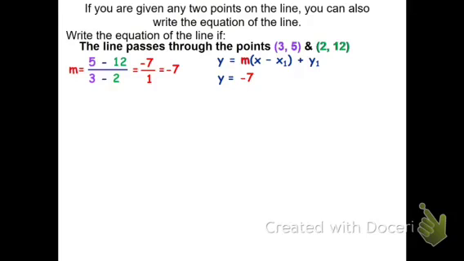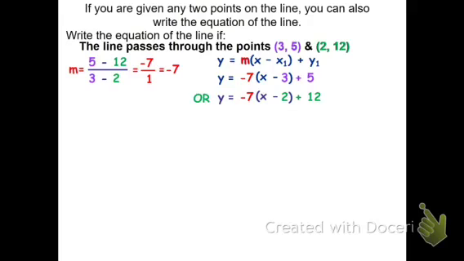So substituting, y equals negative 7 times the quantity x minus, if we pick the first coordinate, we're going to say it's x minus 3, and then plus 5. Now like I said though, we could use the other coordinate. The slope would still be negative 7, but instead in the parentheses we'd have x minus the 2, and then plus 12.